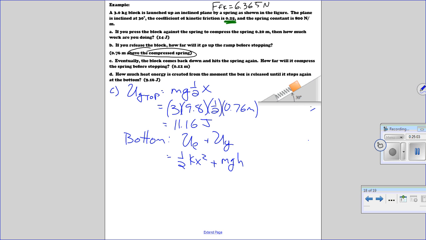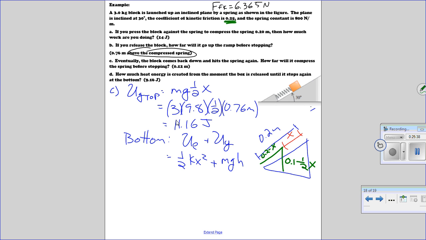So here's the deal. This distance here is 0.2 meters. Here's my x, that's how far the spring is going to get squished. So this distance here is 0.2 minus x, which means that my height there is half of that. So 0.1 minus a half of x.